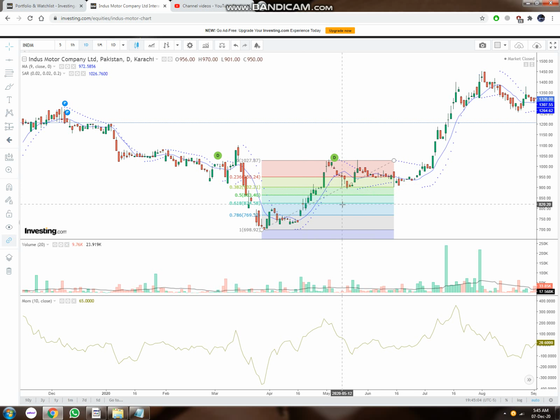One is 38, 50 and 61, sorry. So these three should be considered the most. Whenever the pullback occurs, it comes to one of these three areas. So from these areas you can enter a position, go long, and trade according to the trend.